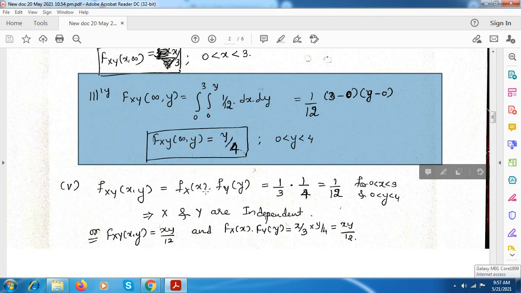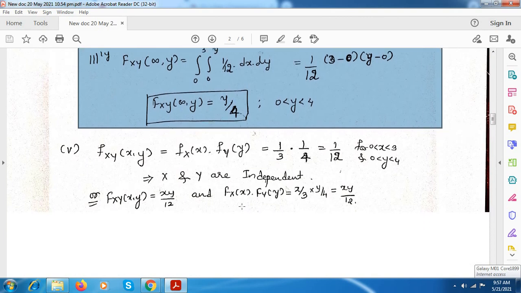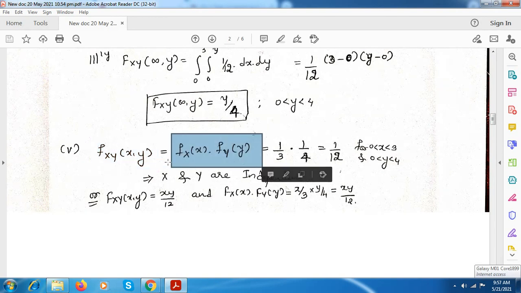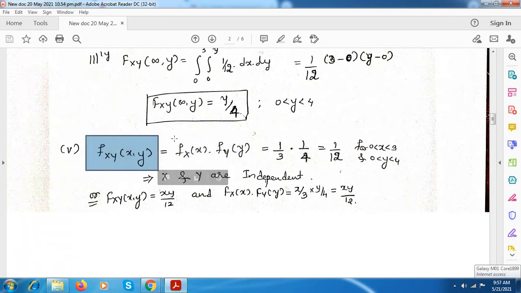So next we will see whether x and y are independent. You have to check that. The value they have given, f x y of x comma y, is c, which we have calculated as 1 by 12. For independence, if you multiply the individual, that is marginal, functions, you have to get the bivariate PDF. If that is the case, then you can say they are independent.